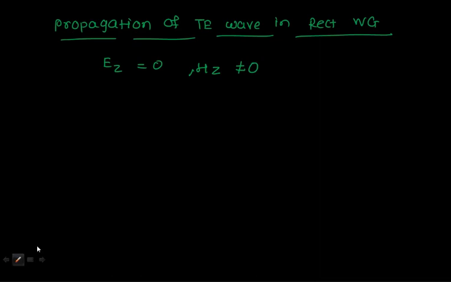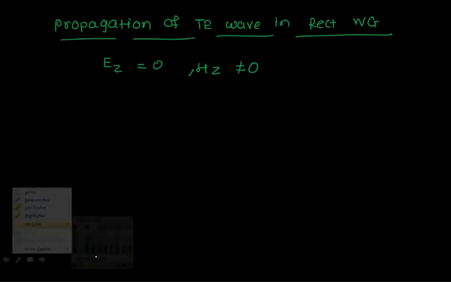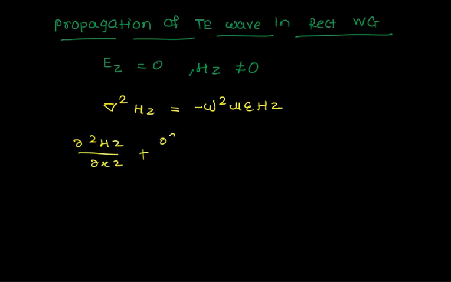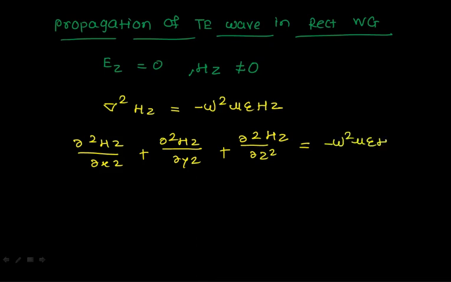Okay, so I have an Hz component which is non-zero and an Ez component which is 0, because my electric field is transverse to the direction of propagation. So here, if I'm talking about the propagation of TE wave, I need to consider only the Hz component. Again we are going to write in this form: d square by dx square plus d square by dy square plus d square by dz square of Hz, which is nothing but minus omega square mu epsilon Hz.